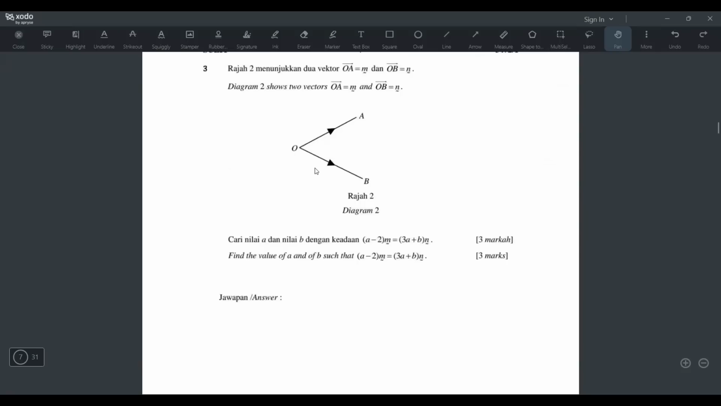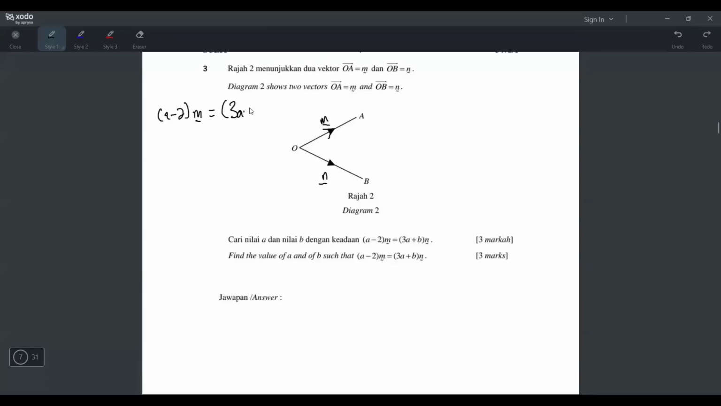Okay, I want to continue with number 3. So let's look at number 3. This is a vector question. Diagram 2 shows two vectors, OA is M. Okay, label. The arrow they already drew for me, so I don't have to draw. O to B is N. So O to B, the arrow is correct. Vector N. Now they say find the value of A and B such that A minus 2M equals 3A plus BN. They want to find A and B.